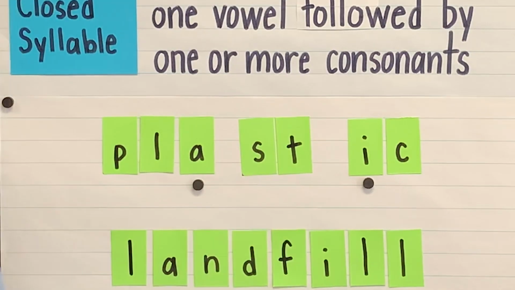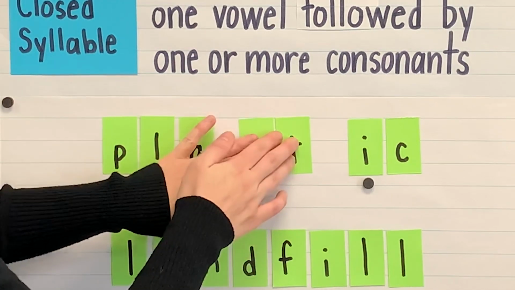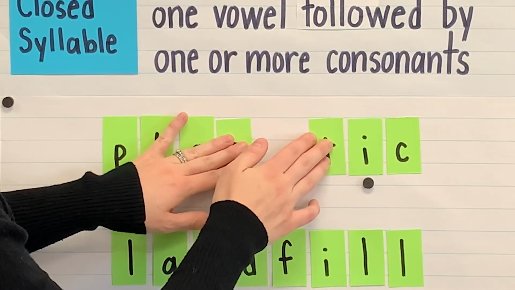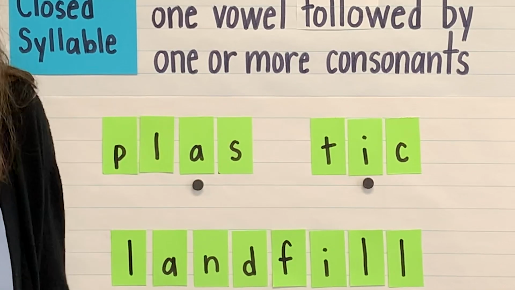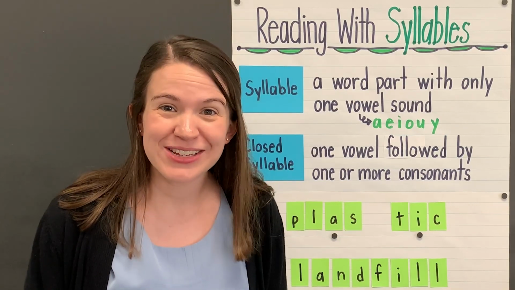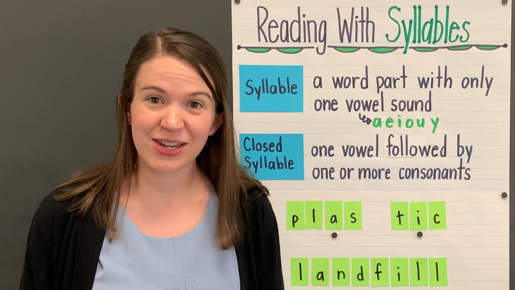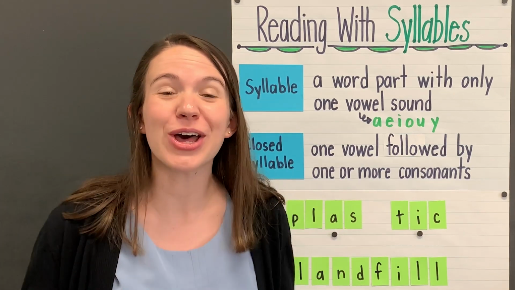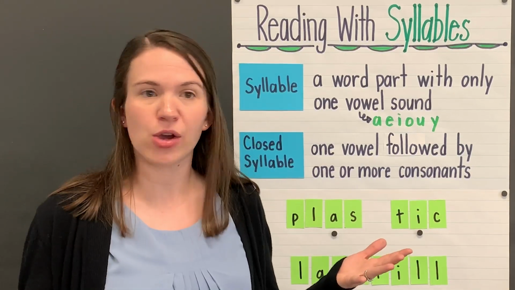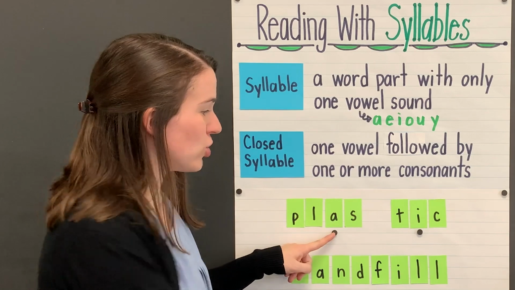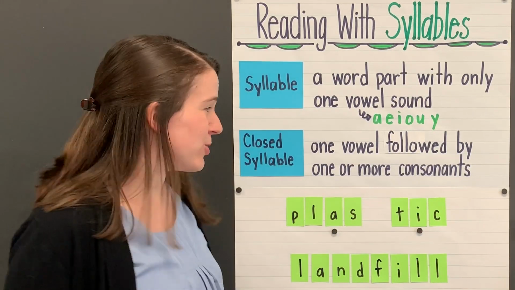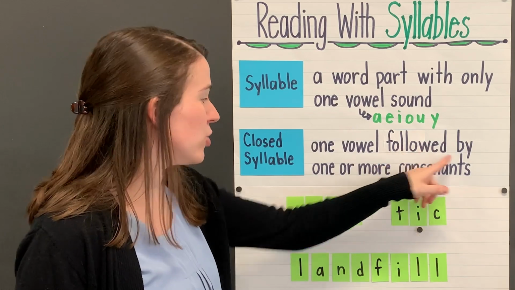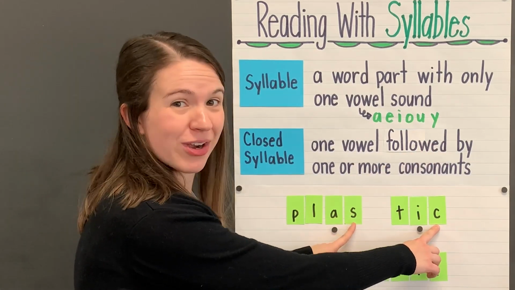Since there are two consonants here, we're going to divide the word into syllables by splitting up the consonants. Now, do you notice anything special about the syllables we just made? They are closed syllables. How do we know that? Well, first, they each only have one vowel. And in both syllables, we see that that vowel is followed by one or more consonants.